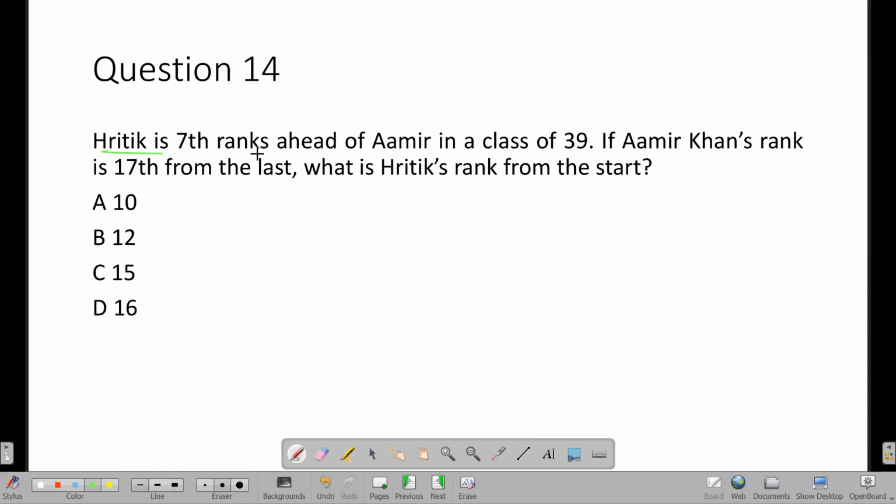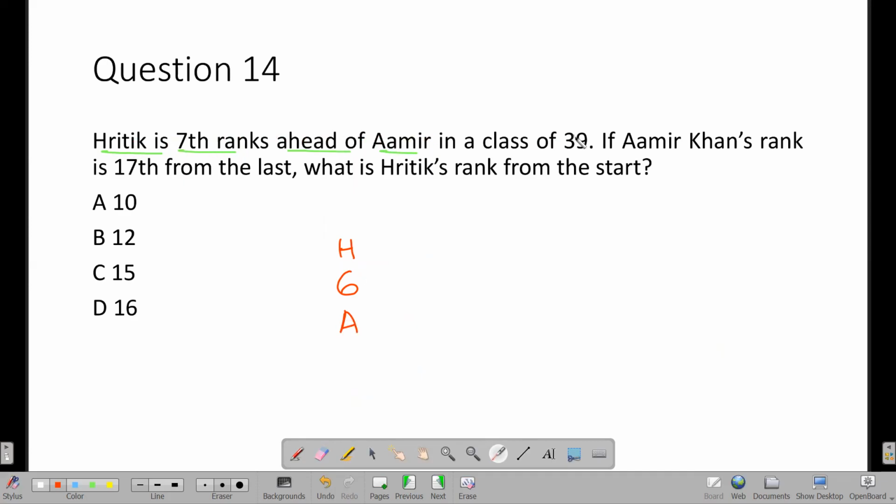Okay, it's given Hrithik is 7 ranks ahead of Amir in a class of 39. So you can consider it like this. Hrithik, 7 ranks ahead of Amir. So you can consider that between Hrithik and Amir, there are 6 people. So considering Amir to be in the starting position, 6 plus 1, 7. Hrithik is 7 ranks ahead of Amir. This is how the count will be coming.